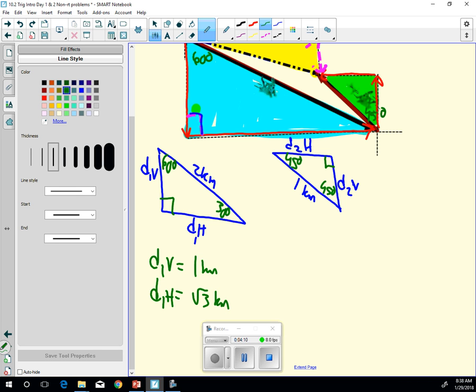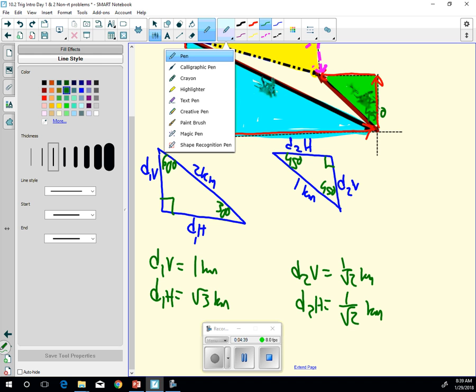And then we go over to this one. We want to know what the distance 2 vertical is and the distance 2 horizontal is. So let's see. If this is 1, this is just going to be 1 over what? Square root of 2. So this will be 1 divided by the square root of 2 kilometers. And this will also be 1 over the square root of 2 kilometers, because it's 45, 45. How are we doing? Doing okay?